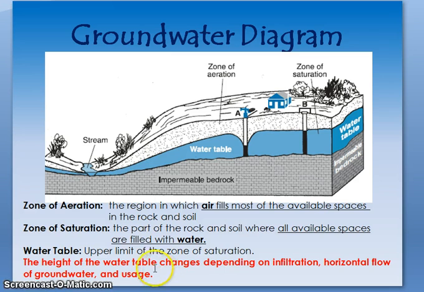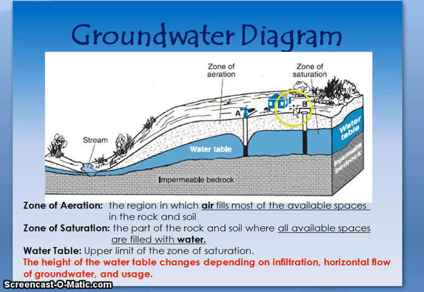And then the water table is the upper limit of the zone of saturation. So you can see here the water table is where pretty much all this groundwater is stored. The height of the water table is going to depend upon how much water is actually seeping in or infiltrating, the horizontal flow of groundwater, and also the usage.